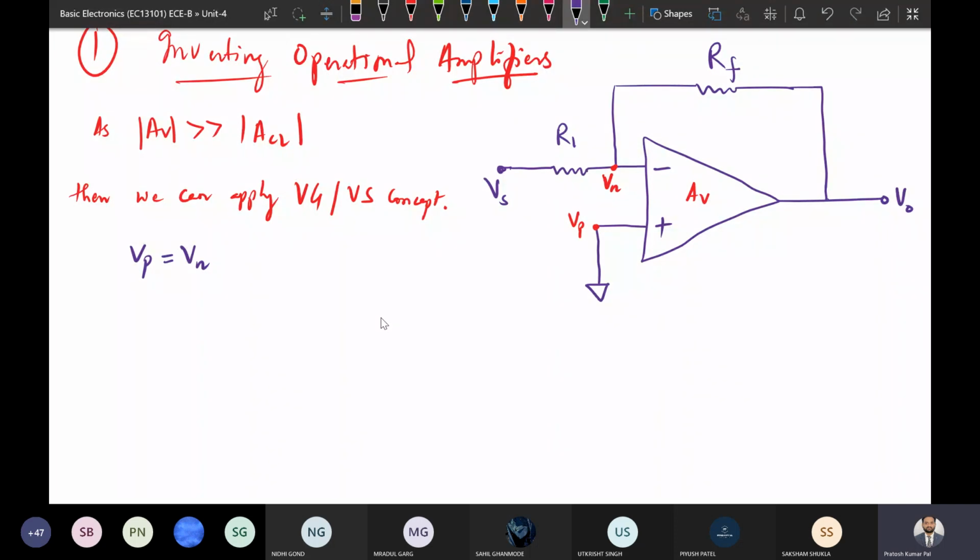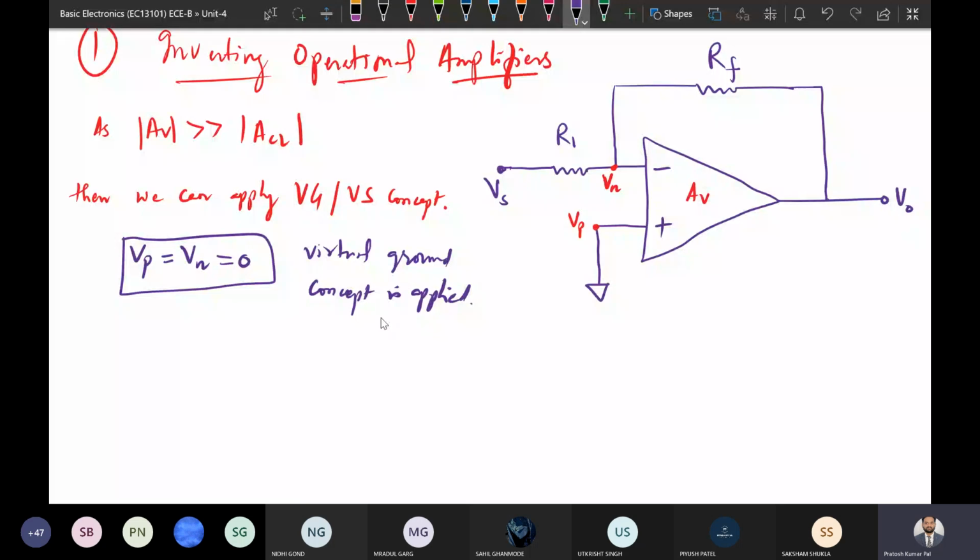But here from this circuit we can say Vp is equal to 0, then Vp is equal to Vn is equal to 0, then we can say the virtual ground concept is applied. By the virtual ground concept, whatever voltage is here, the same voltage will be here.